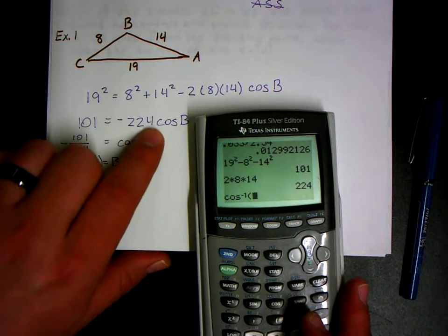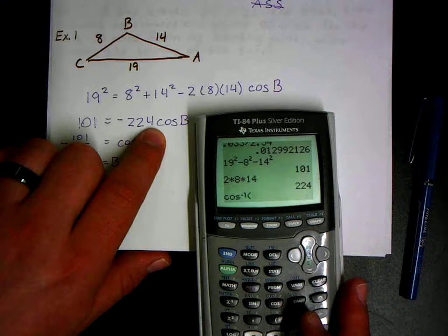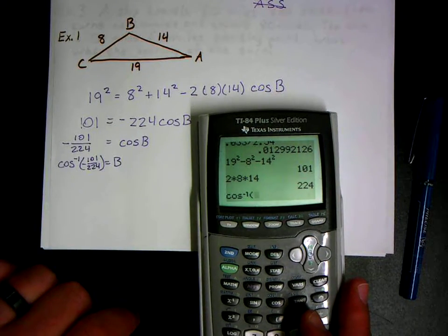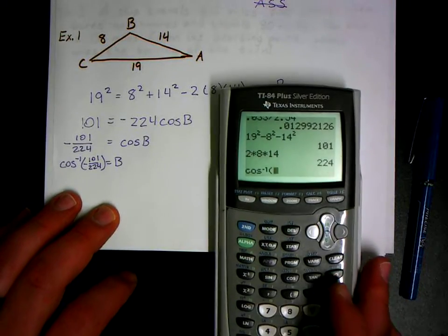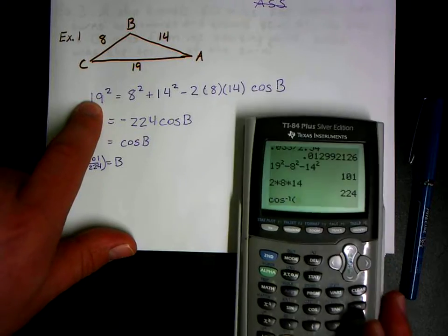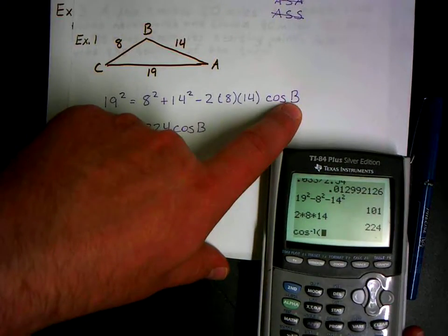But this is times the cosine, so I have to divide it off. Whatever's on the opposite side of the equal sign has to be whatever's inside the cosine.